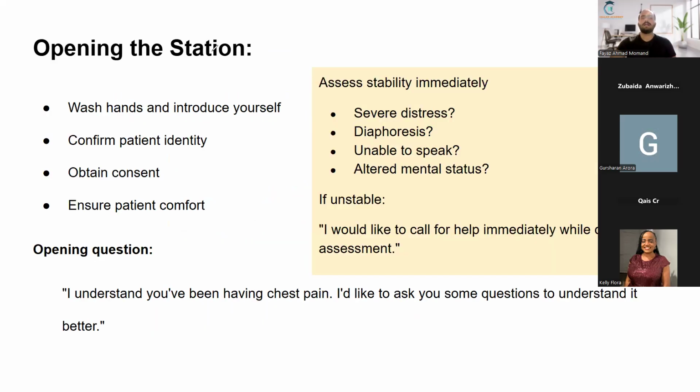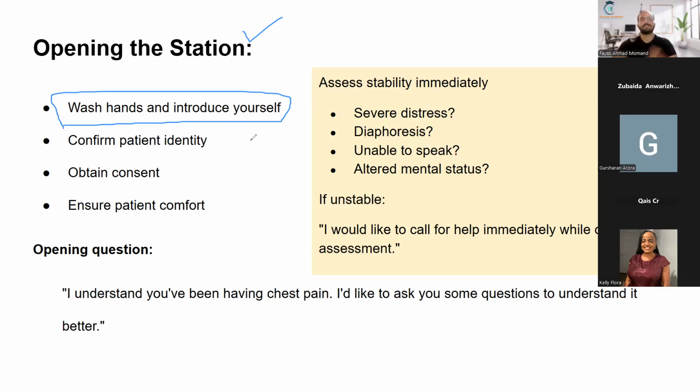First thing first, when you're entering the station, wash your hands and introduce yourself. Nowadays, the alcohol rub that we use for sanitizing hands is more common than washing hands. Knock on the door, go inside and greet, sanitize your hands, hand the examiner your card, introduce yourself.